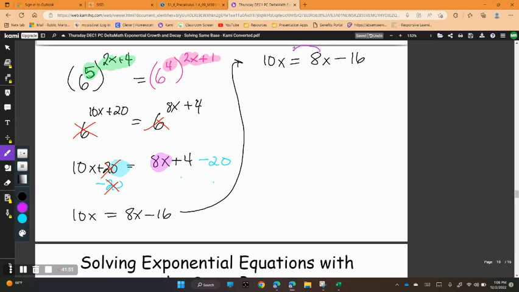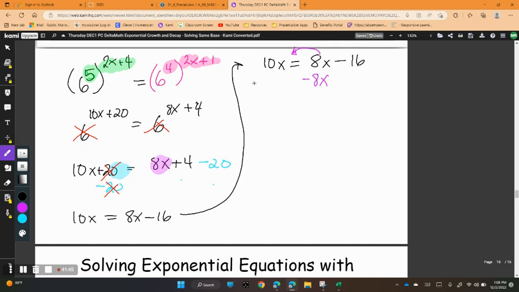So now I want to bring this 8x to the other side of the equal, so I'm going to subtract, all together, the whole thing, negative 8x, and I'm going to subtract 8x from the other side. What that does is cancel this out.